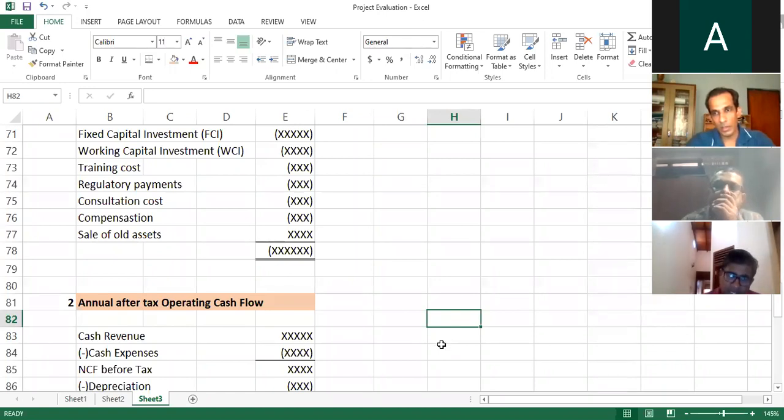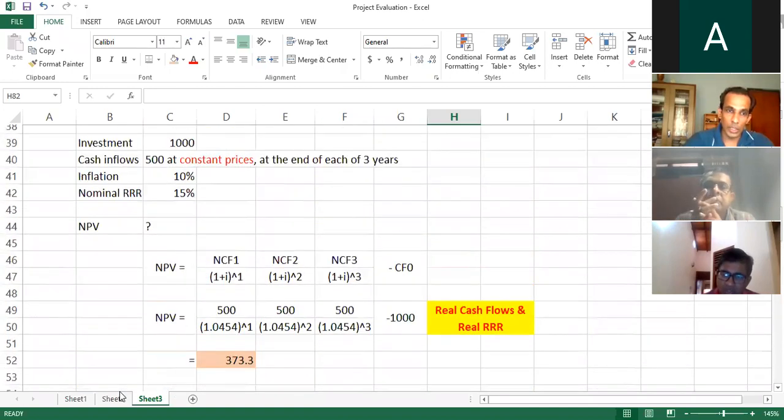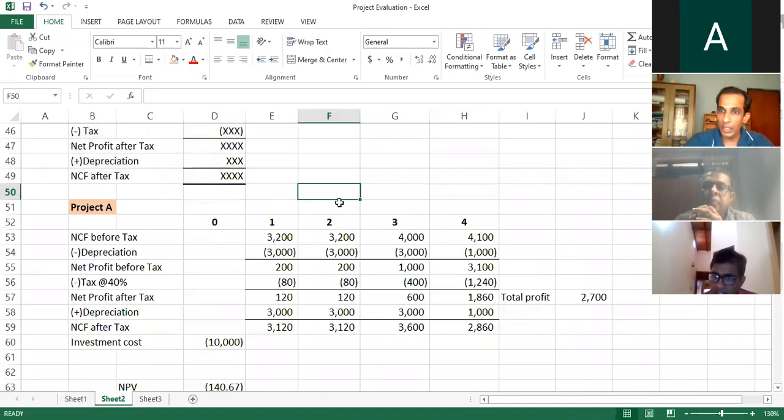In that case, will they take the value of that and deduct it from the initial outlay? Not initial outlay. That means they are losing the rent income. On your net cash flow, you can deduct that.